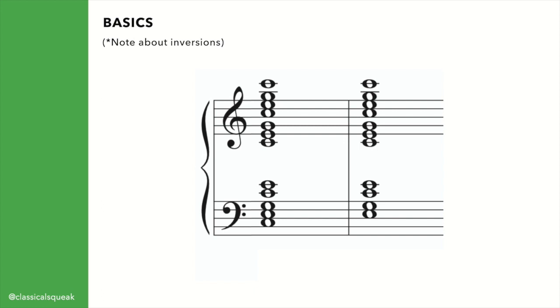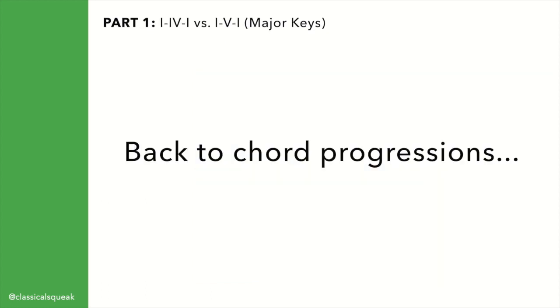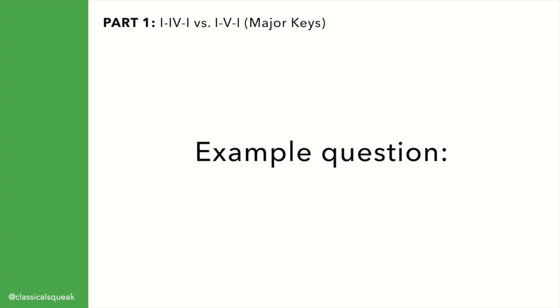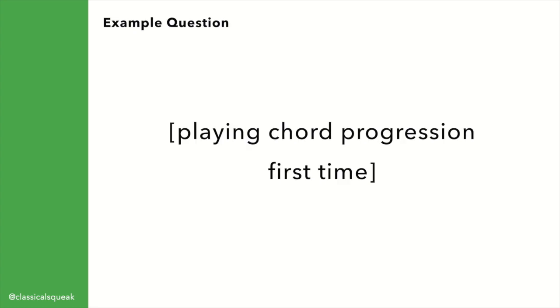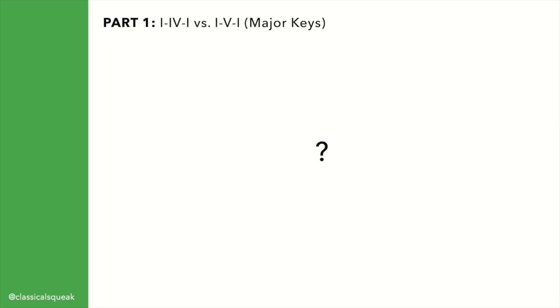The moment I change the lowest note, we now have a new inversion. So E in the bass means that we have a first inversion 1 chord. All right, back to chord progressions. An example of a question would be, so, how can we identify this?